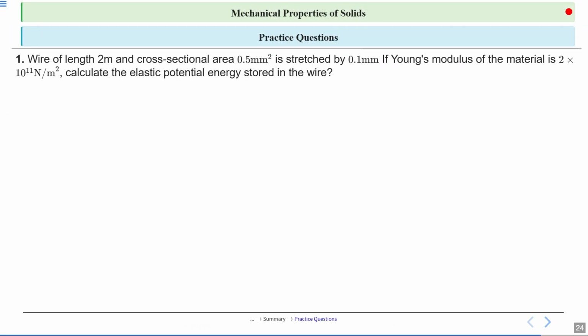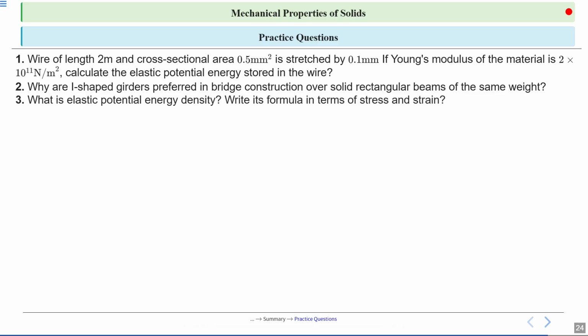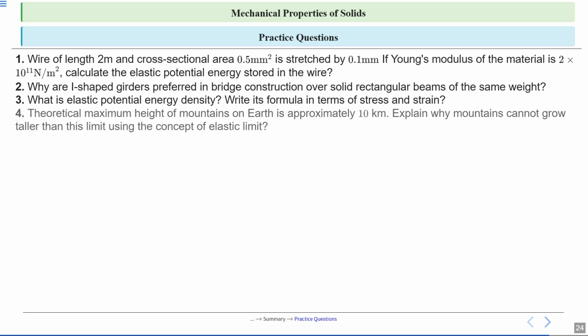Now here we have practice questions. First, a wire of length 2 meter and cross sectional area 0.5 square millimeter is stretched by 0.1 mm. If Young's modulus of the material is 2 into 10 raised to the power 11 Newton per meter square, calculate the elastic potential energy stored in the wire. Why are I-shaped girders preferred in bridge construction over solid rectangular beams of the same weight? What is the elastic potential energy density? Write its formula in terms of stress and strain.